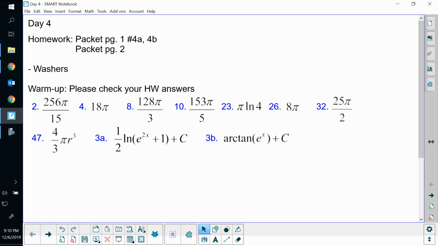All right, welcome to day 4. Today we're going to be learning about the washers method. Tomorrow, or next class, will maybe be the dryers method.